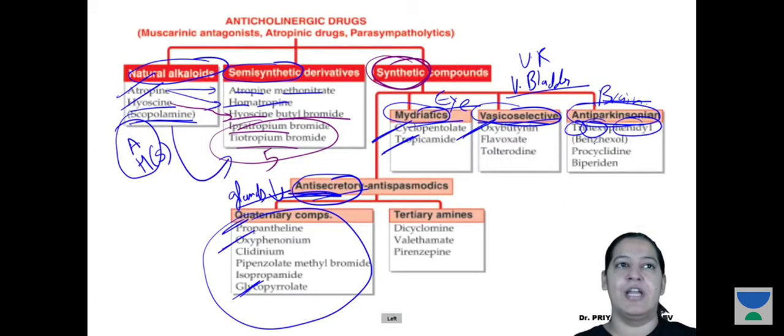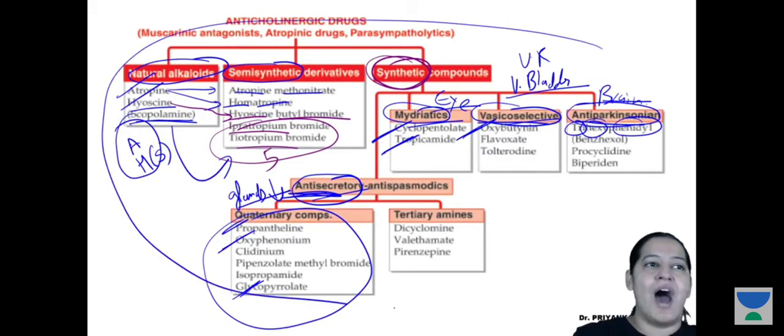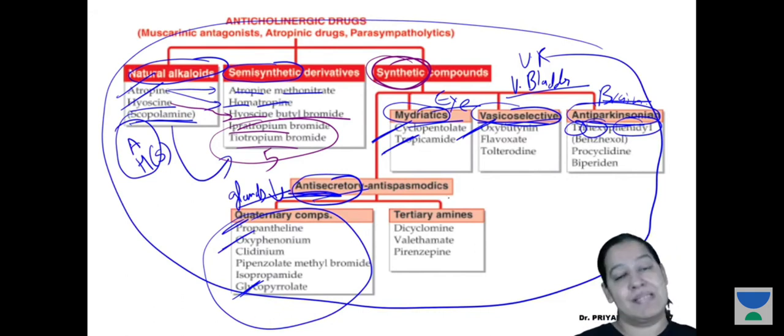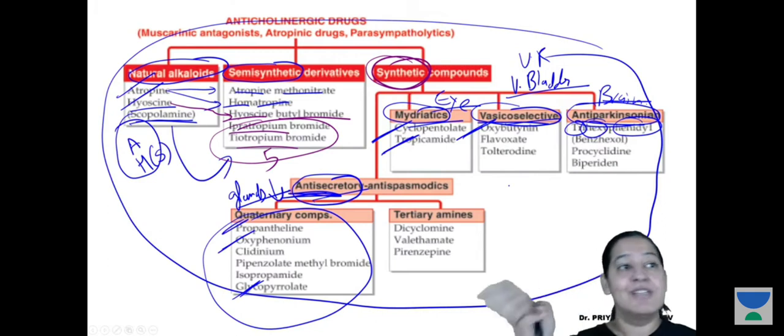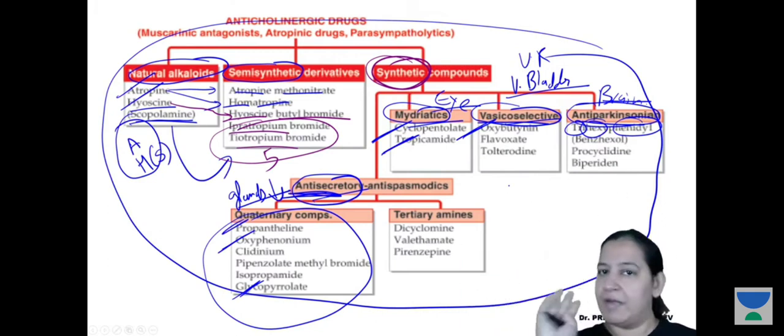Now let me tell you. All these drugs are blocking which receptor? Muscarinic receptor. Now muscarinic receptors are 3 now. M1, M2, M3. So कौन सी drug कौन सा muscarinic receptor? Nicotinic they do not block.